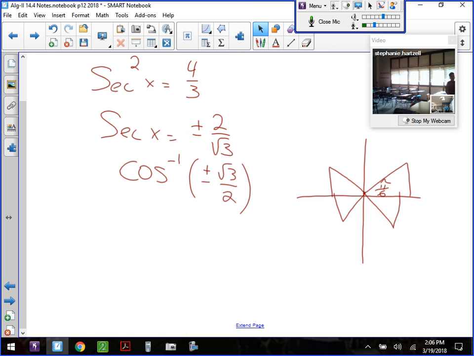Great drawing, I know. Since I'm in all 4 quadrants, I only have to list out 2 of them. Because it's pi over 6, I can't do a pi over 2 here. So it would be pi over 6 plus pi n. And then this one on this side would be how much? Excellent. And there you are.